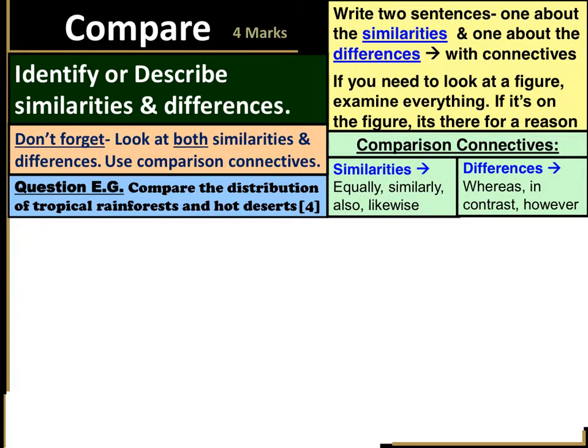The command word compare just means look at the differences, look at the similarities between 2 things. Identify them, describe them. Don't forget to look at both the similarities and the differences. Ideally use comparison connectives to connect the 2.